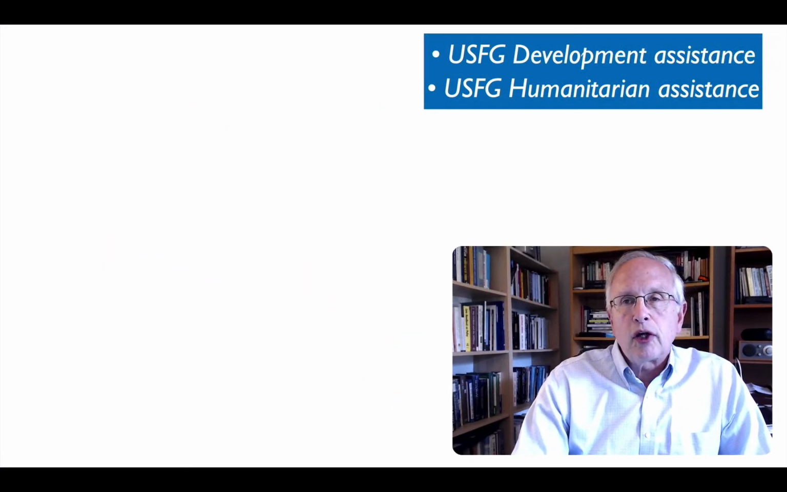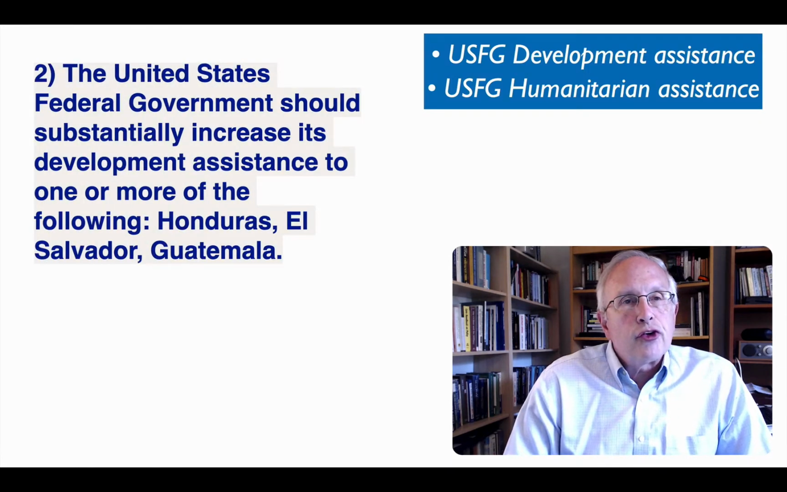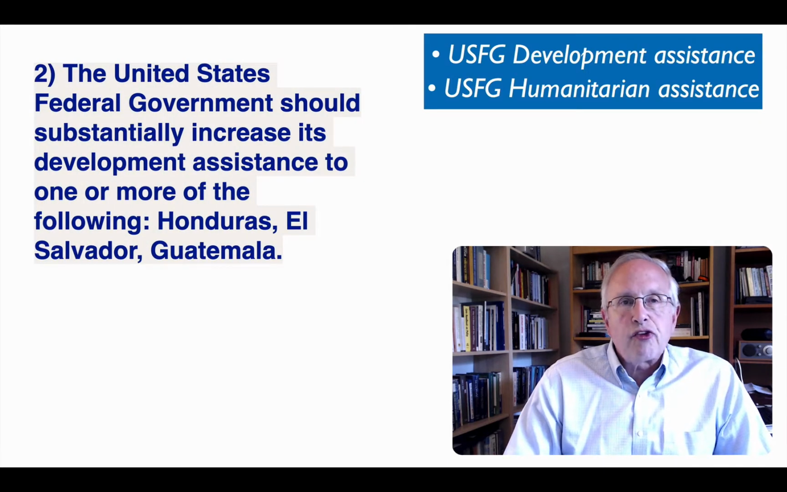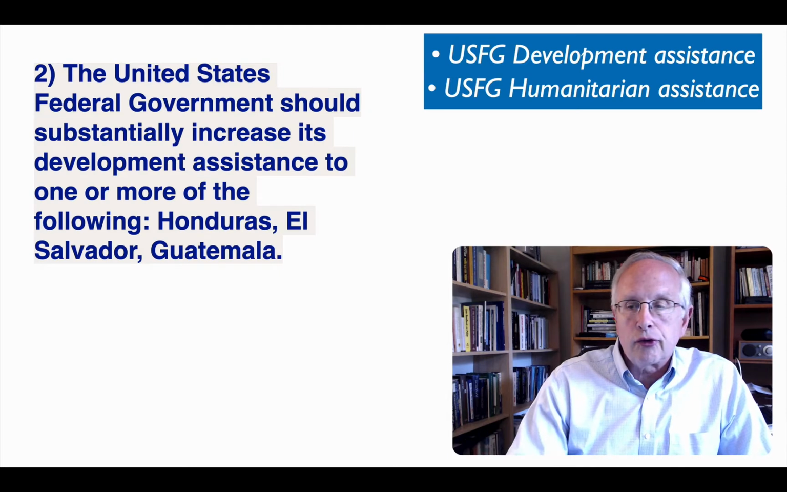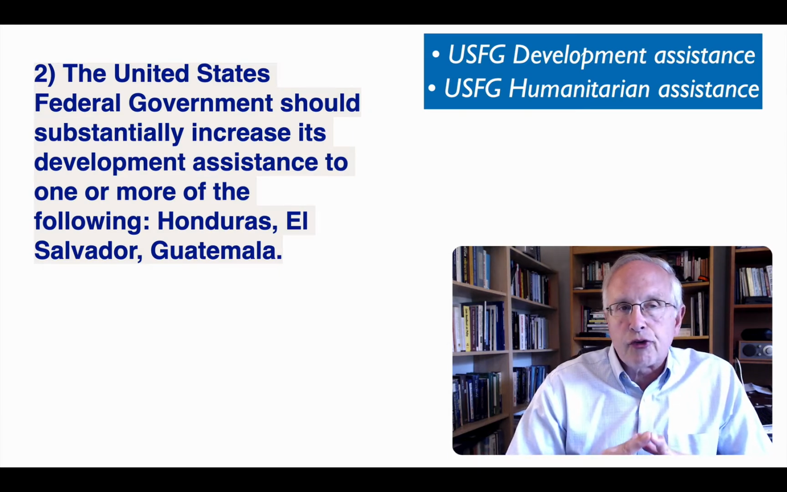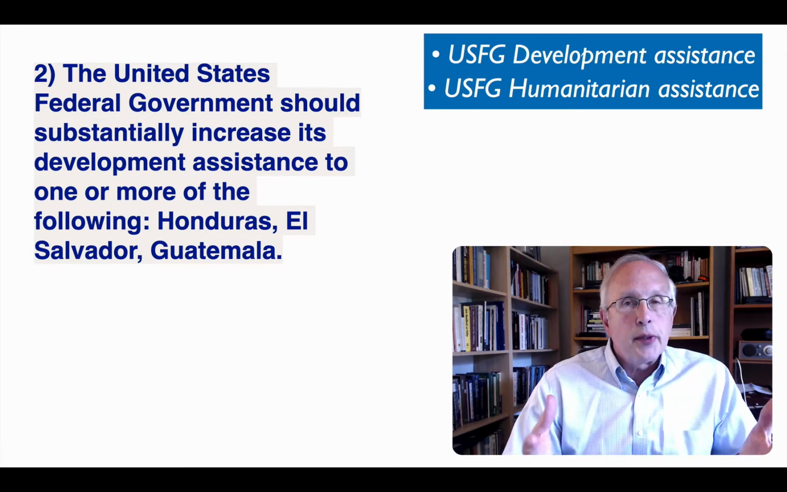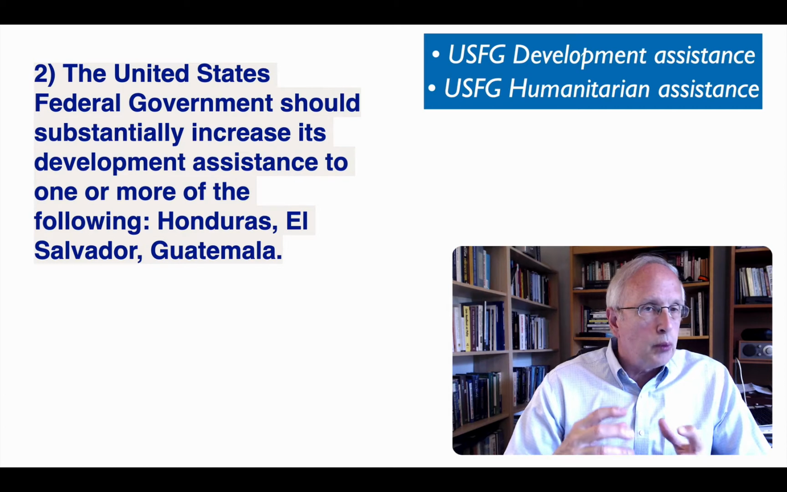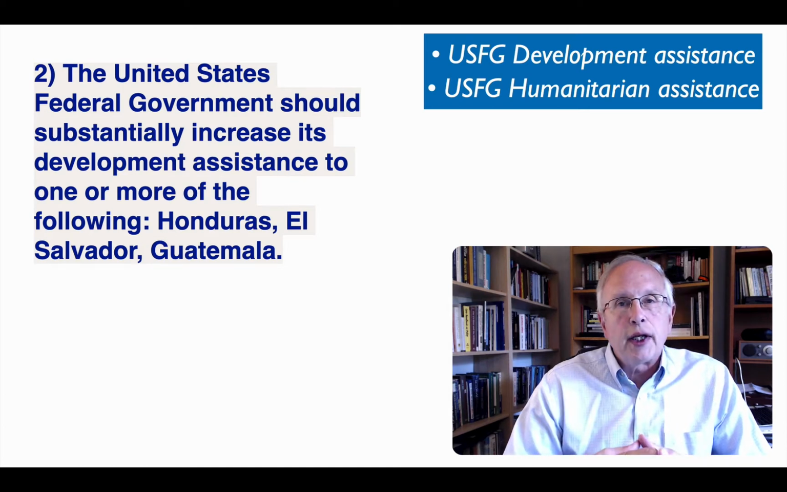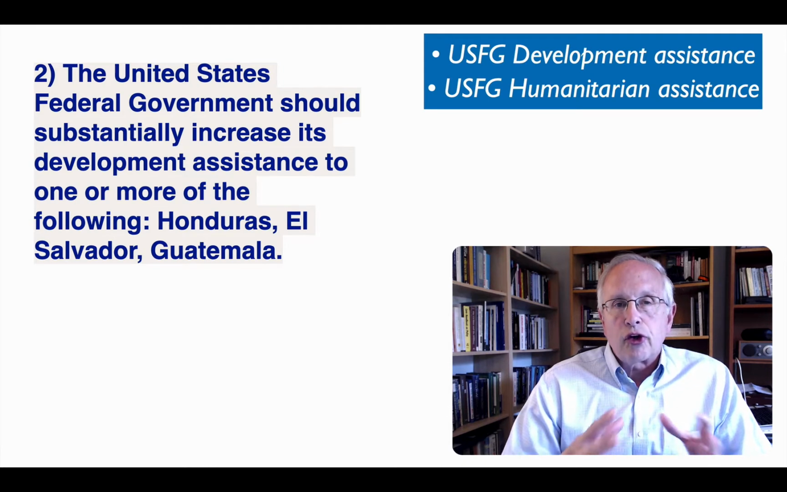The U.S. federal government should substantially increase development assistance to one or more of the following: Honduras, El Salvador, Guatemala, so Central American countries. The U.S. has a long, complicated history with each of these countries, with economic development in the banana industry, for example, as well as lots of foreign aid over the decades, as well as military intervention. So it's a complicated topic.